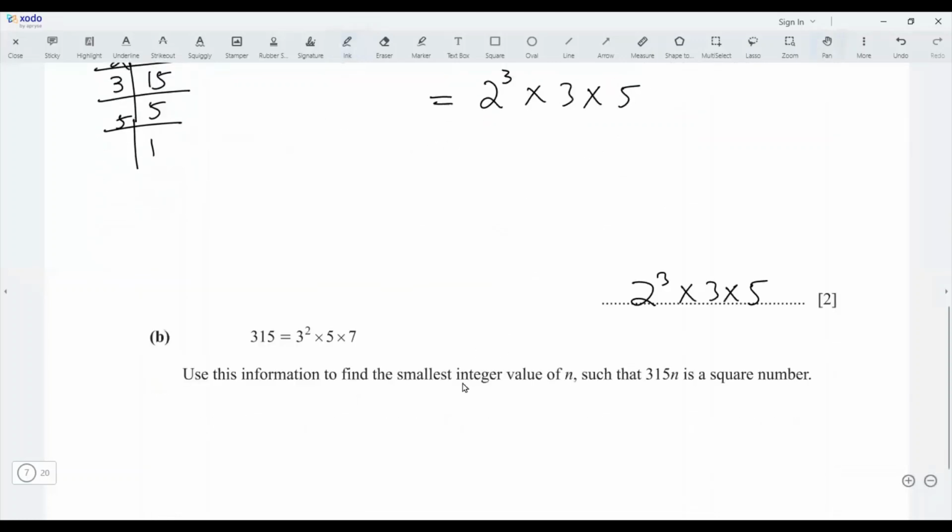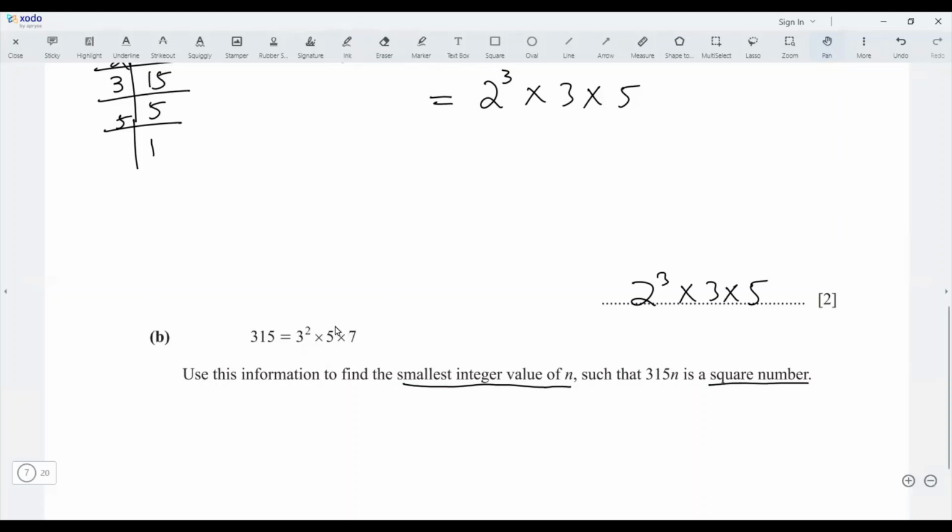So going to the next question. 315 is basically 3 squared times 5 times 7. They have already told us in the question. So we are using this information, and they are asking us to write down the smallest integer value of n, so that multiplying 315 with that n gives us a square number. A square number has even powers in its index notation, so 3 raised to the power 2 is fine. No need to change that.